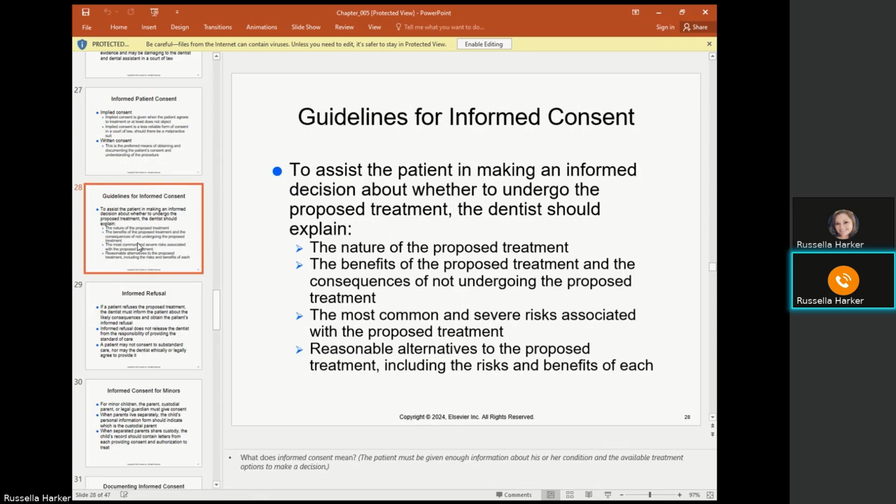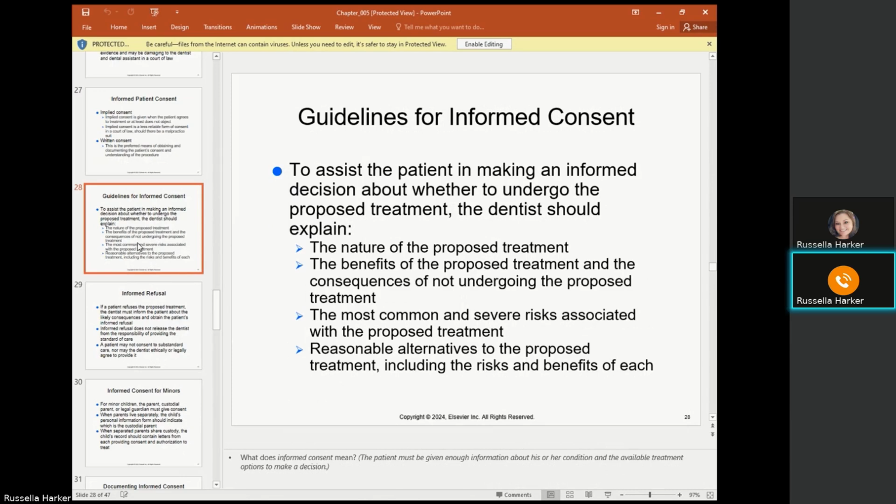The benefits of the proposed treatment and the consequences of not undergoing the proposed treatment. So how is this going to help them have a healthier oral health? How is this going to improve their oral health overall? And what will happen if this treatment isn't completed? What kind of consequences might they face?